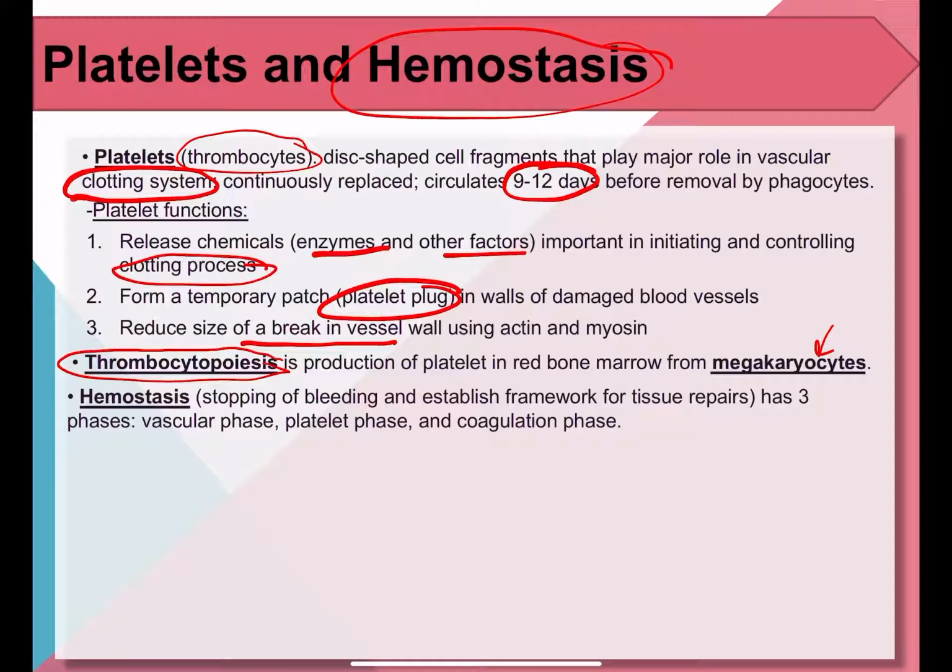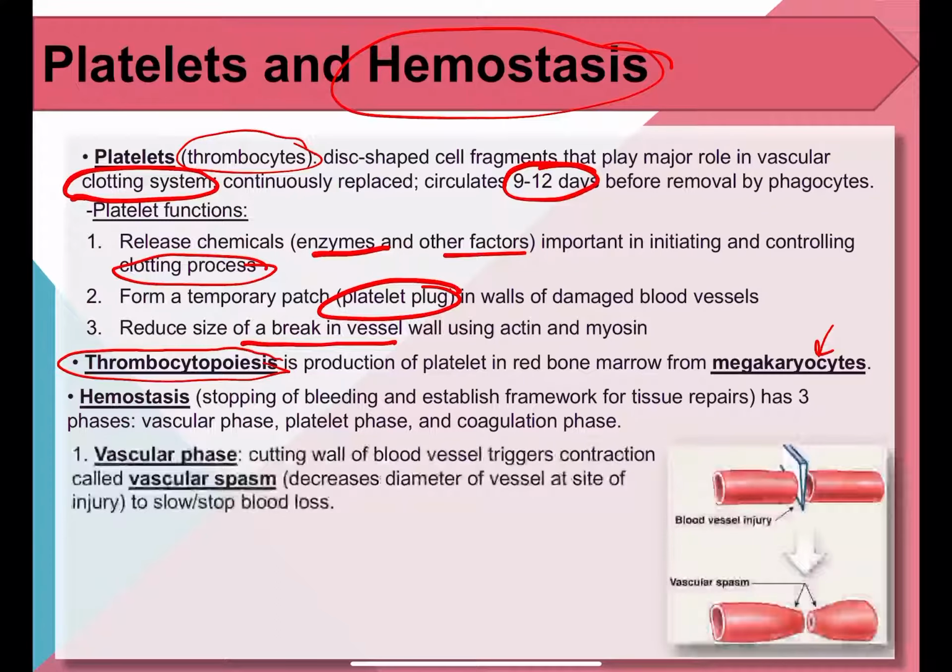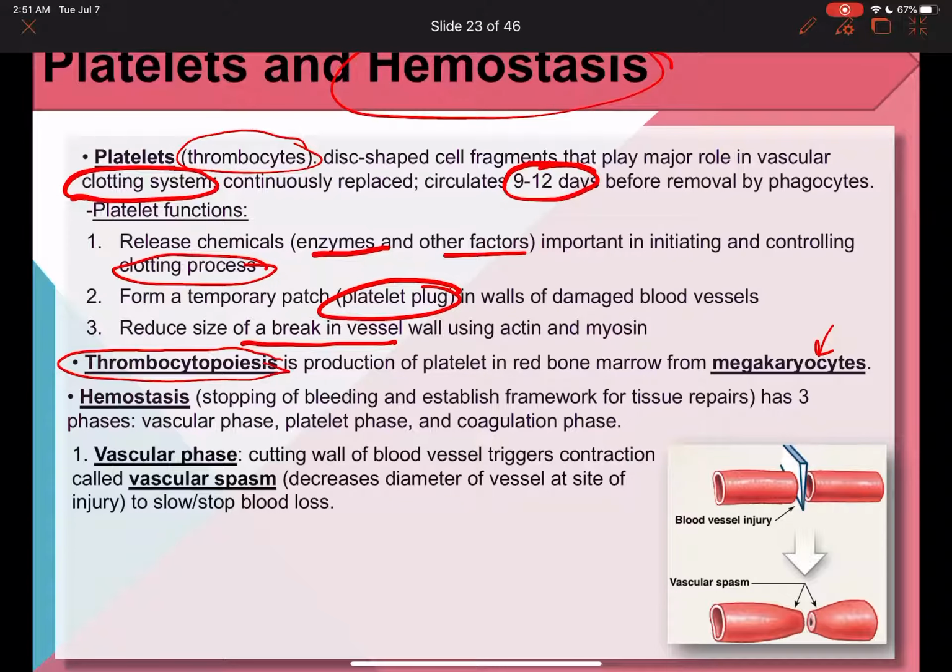Again, the process of stopping bleeding and establishing a network or framework for tissue repair is called hemostasis. This process is divided into 3 phases that we're going to talk about in detail: vascular, platelet, and coagulation phase. You have to know these 3 phases. The first, vascular phase, as the name suggests, has to do with blood vessels. Bleeding usually happens because a blood vessel was cut or torn or ruptured in some form or another.